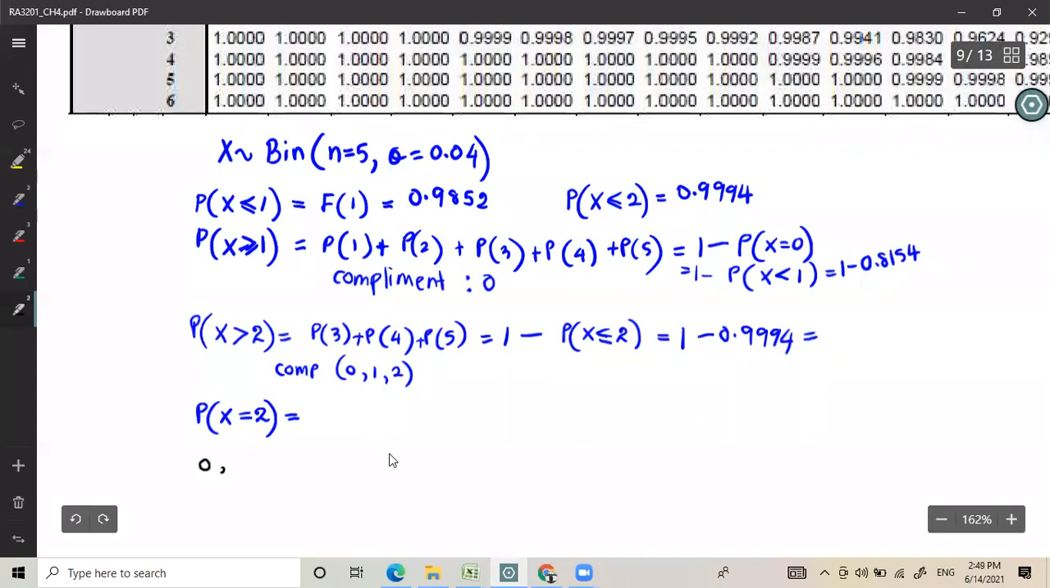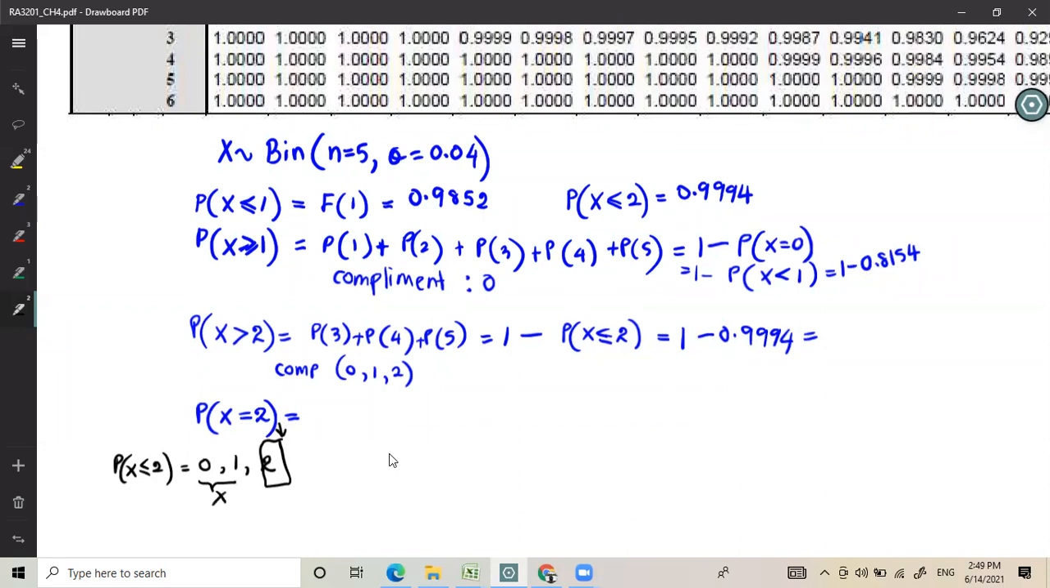If you read 2, you'll get everything up to 0, 1, and 2, right? But you need only 2. That means you have to get rid of 0 and 1. How do you get rid of 0 and 1? You read up to 0 and 1 and subtract it.